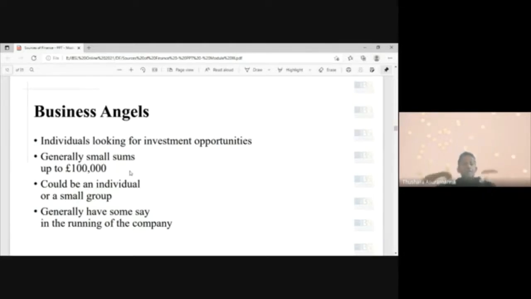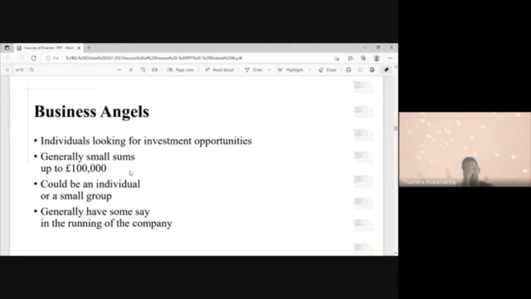So business angels are individuals looking for investment opportunities, generally small sums of up to 100,000 pounds. I put this in pounds because we don't find many angels in Sri Lanka, but in the UK and many developed countries, you can find business angels operating in this way. It could be an individual or a small group, who generally have some say in the running of the company. Let's say you are an individual or a couple of individuals with some funds accumulated, and you are looking for business opportunities.